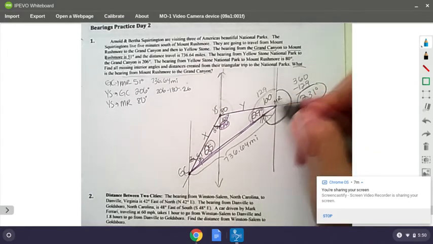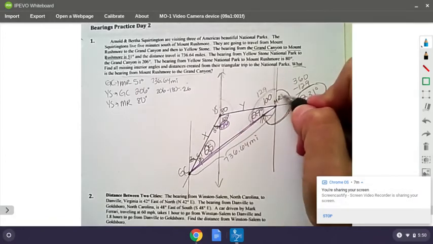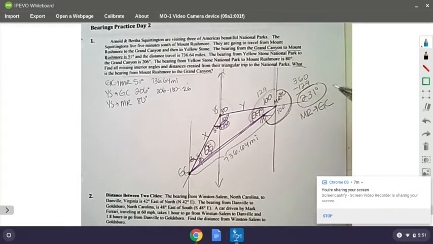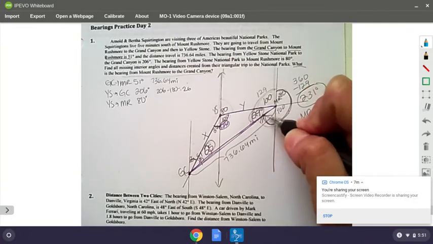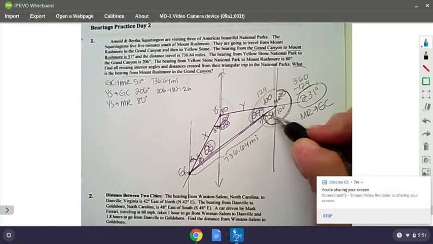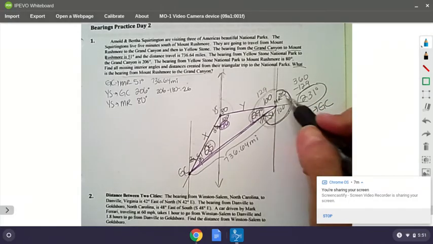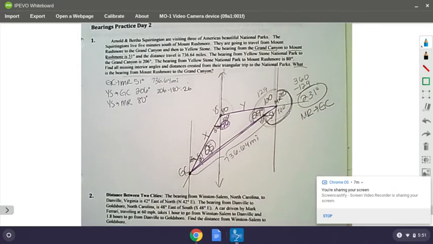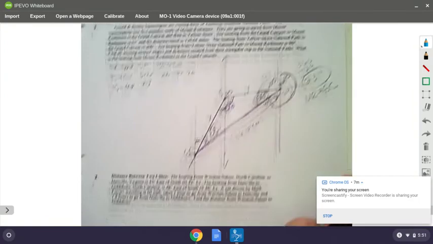Another way you could have done it is you could have filled in all these angles. If this one's 80, this one's 80. If this one's 100, this one's 100. This 80 here is vertical to this, making this one 51. So you could have done 80 plus 100 plus 51, not 29, just these three added together. 80, 100, and 51 would give you 231 also. So that's how you find a bearing. All right, that's number one.